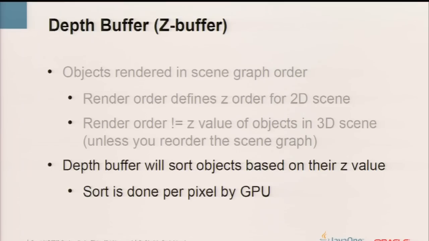A Z buffer or depth buffer is part of OpenGL and DirectX, and all 3D hardware will support this. And what it does is a per pixel sort based on the Z value of that pixel. So if you draw 4 rectangles as we showed above, then regardless of what order you draw them in, the one with the Z value closest to the viewer will always appear as if it was on top, whether it was drawn first, last, or somewhere in the middle. Okay?